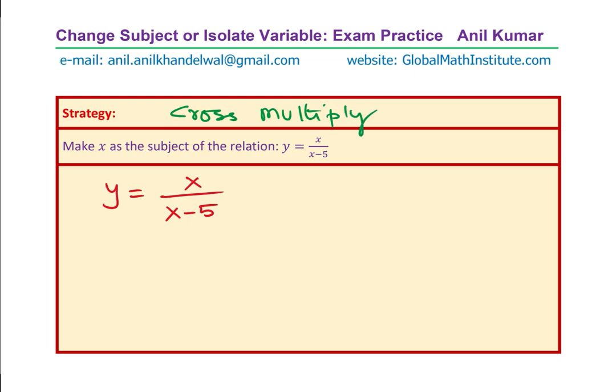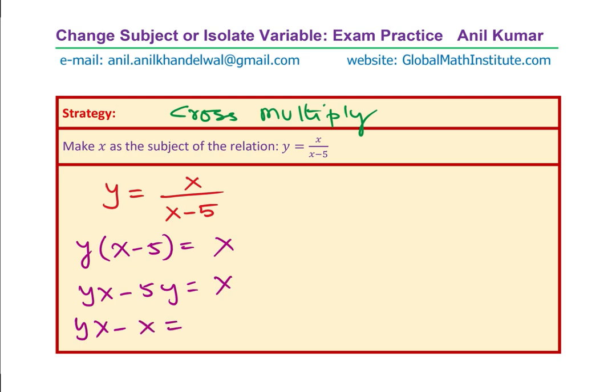Now do you see how the strategy learned in our first example helps us to solve the third example, right? So we can now write y times x minus 5 equals to x. Since we need to isolate x, we have to take x as a common factor. Perfect. So for that, we'll apply the distributive property and write this as yx minus 5y equals to x. Bring x together, right? So you write this as yx minus x equals to 5y. And now factor.